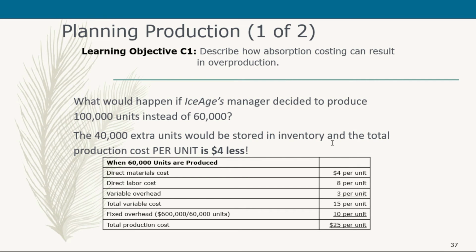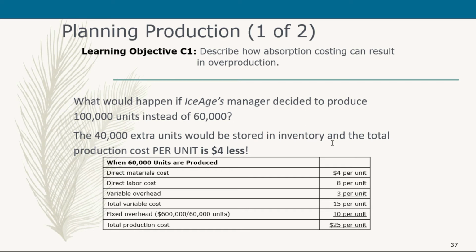So next slide, we are still relating to the first problem that we have. Now, what would happen if Ice Age Manager decided to produce 100,000 units instead of the initial units that we have, that is 60,000 units? The 40,000 extra units would be stored in inventory, and the total production cost per unit is $4,000 less.